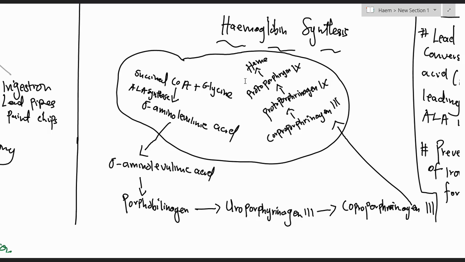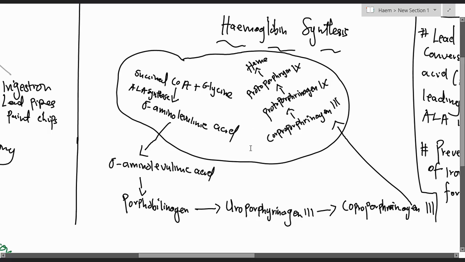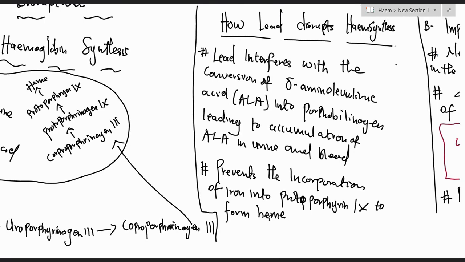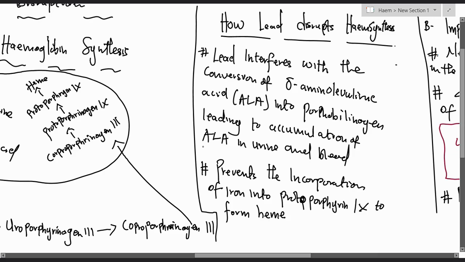Now, what lead poisoning does is that it interrupts the conversion of alpha aminolevulinic acid into porphobilinogen. So this is what happened. So how does lead disrupt hemoglobin synthesis? Lead interferes with the conversion of aminolevulinic acid into porphobilinogen, leading to the accumulation of delta aminolevulinic acid in the urine and then in the blood. So that is the first thing it does.